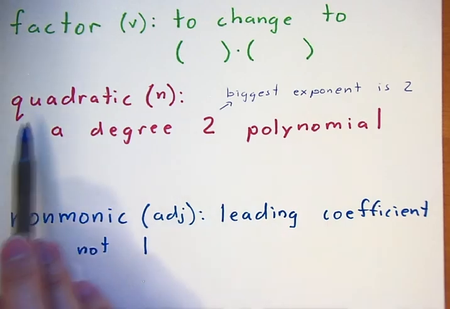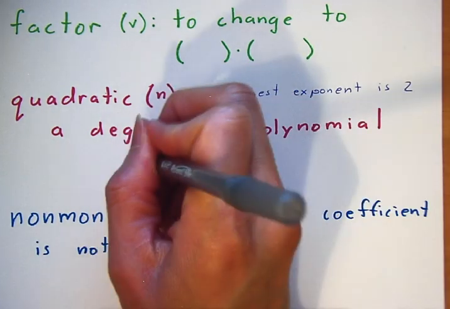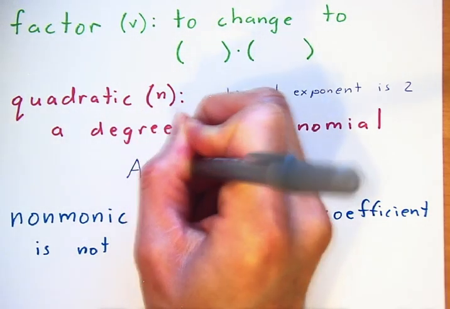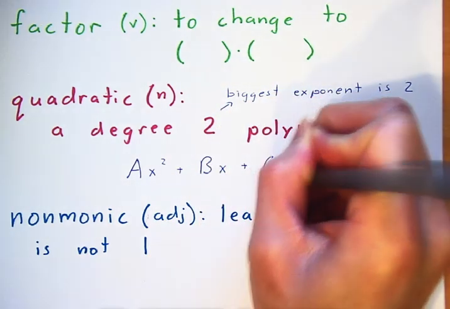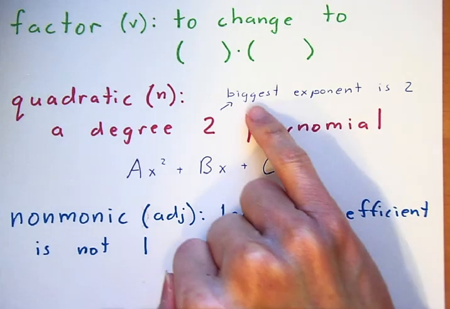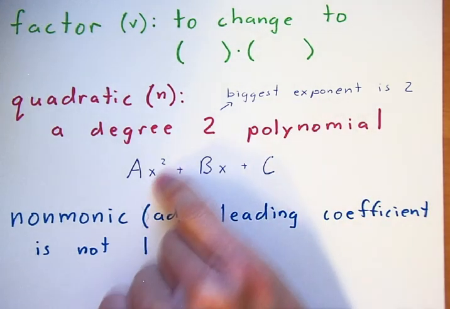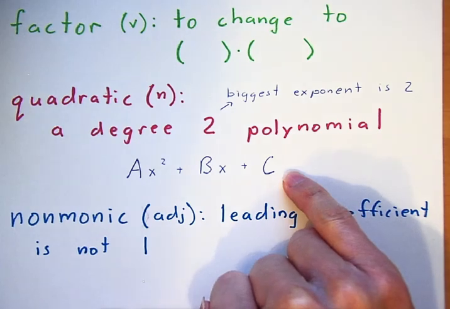So if we go back to this word quadratic, quadratics have the general form of ax squared plus bx plus c. This is if you put a quadratic in normal form. So like we were saying before, the biggest exponent on the variable is 2. So you have x to the 2 power. Since this is a normal form, this is x to the 2 power, x to the 1 power, x to the 0th power, or no x's.